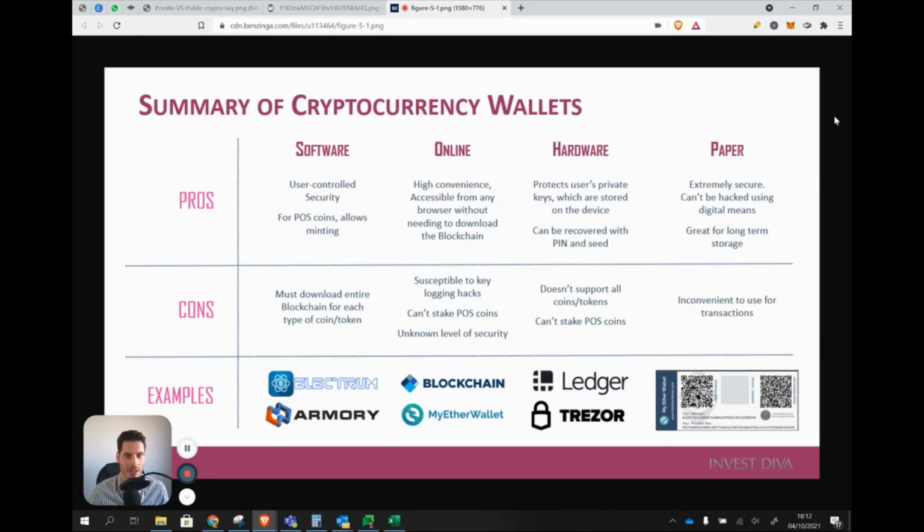So software wallets are user-controlled security for proof of stake coins, allows minting, must download the entire blockchain for each type of token. That's the con. Also, the software has easier access to hackers, which is not explained in here. They give as examples Electrum and Armory. Then you have online. It's high convenience because you always have access to it. You can have it on your browser or you can have it on an exchange, and there is no need to download. Then it is not really safe from hacks because you're really depending on the exchange or the application.